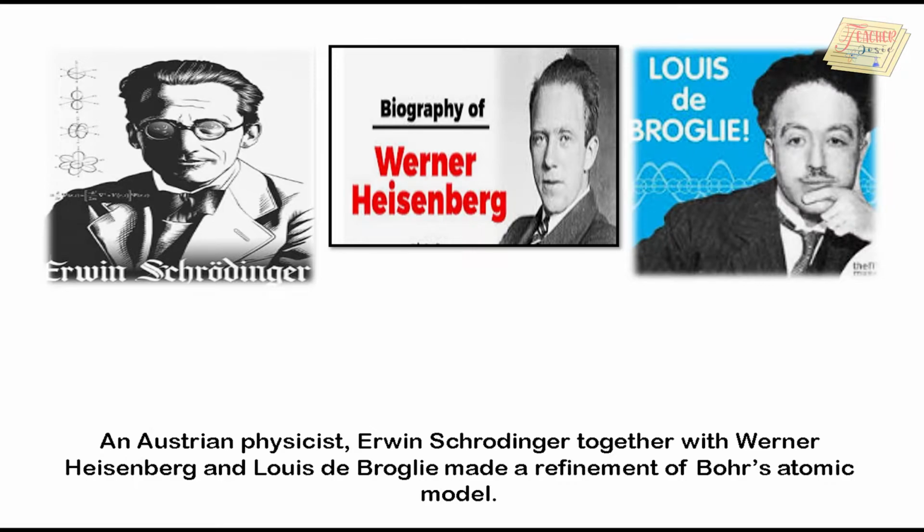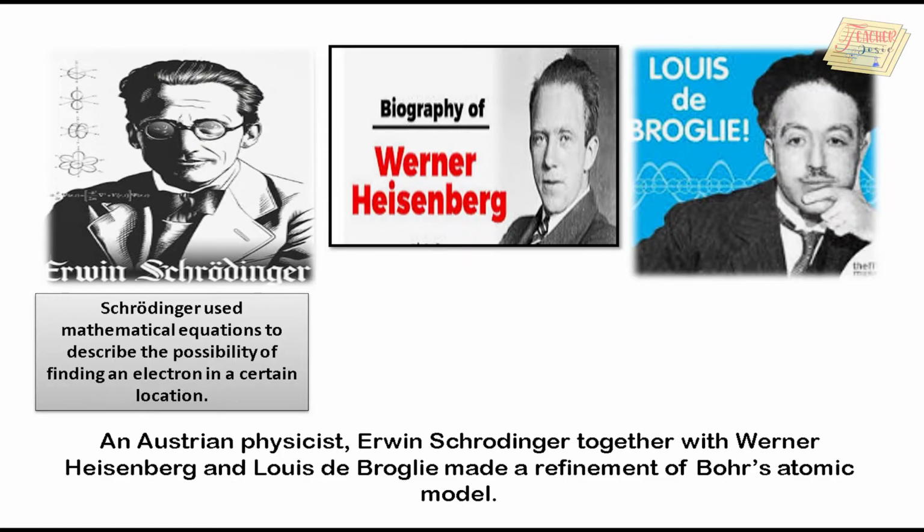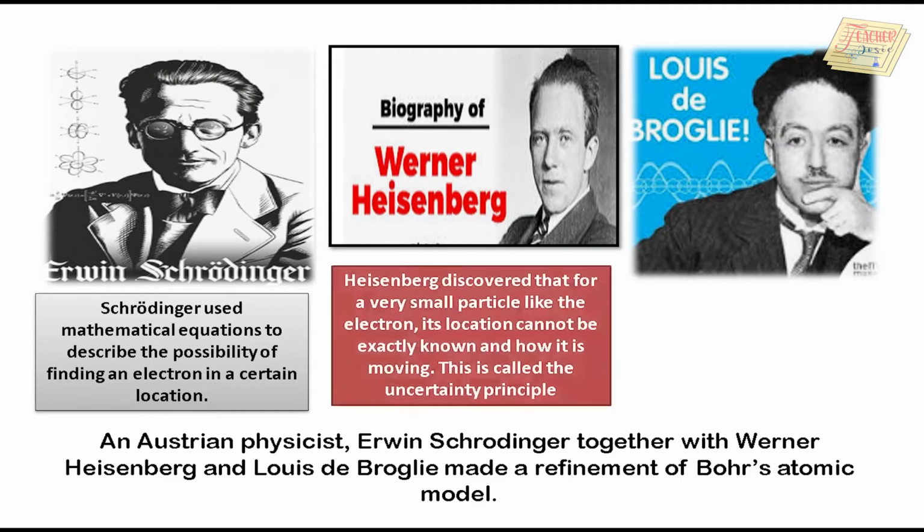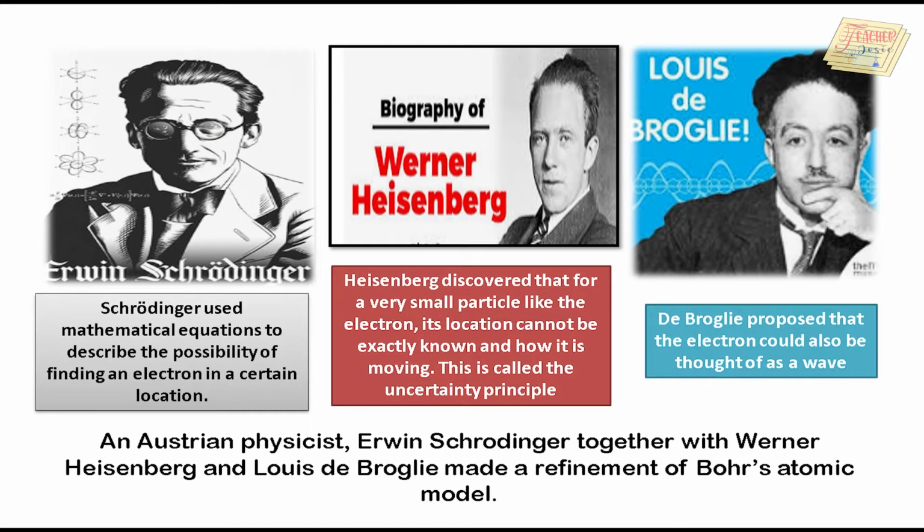An Austrian physicist, Erwin Schrödinger, together with Werner Heisenberg and Louis de Broglie, made a refinement of Bohr's atomic model. Schrödinger used mathematical equations to describe the possibility of finding an electron in a certain location. Heisenberg discovered that for a very small particle like the electron, its location cannot be exactly known and neither can how it is moving. This is called the uncertainty principle. De Broglie proposed that the electron could also be thought of as a wave.